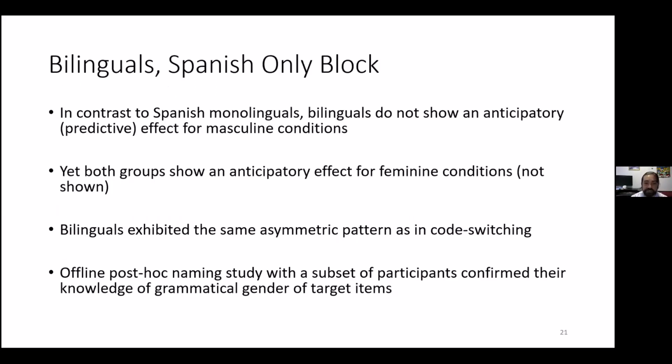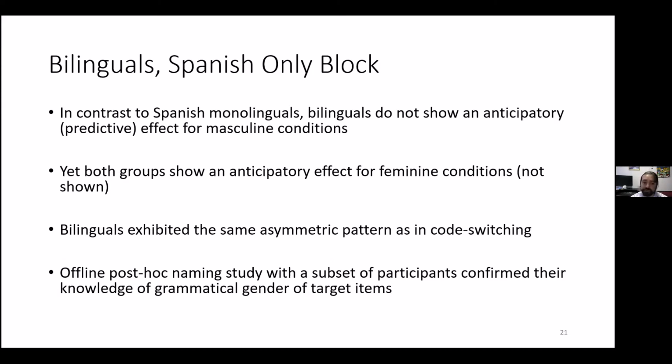Okay, so just to say that one more time, in contrast to the Spanish monolinguals, bilinguals don't show an anticipatory effect for just the masculine conditions. They do so for the feminine conditions, which is the graph I did not show. And the other graph I did not show is that the bilinguals show the same asymmetry of just using feminine in a predictive way in the code switching context as well.